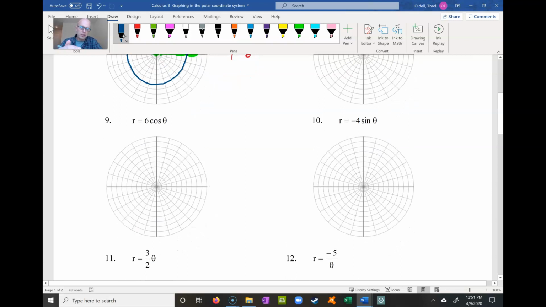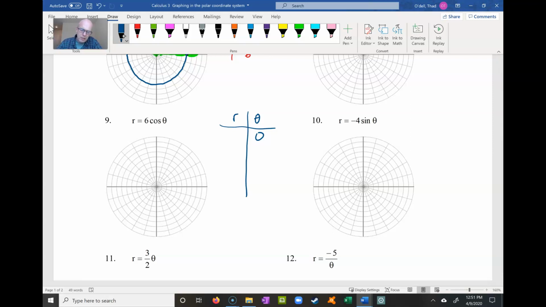Let's do this one. So r is equal to 6 cosine theta. So again, you're going to draw your little r theta t-chart and start plugging in values like 0. When I plug in 0 in there, cosine of 0 is 1. So that means when I'm facing in the 0 direction, that would be facing out this way. My r value is 6 because cosine of 0 is 1, 1 times 6 is 6. So I go out 1, 2, 3, 4, 5, 6. Put a little dot there. Okay? Now, let's go to pi over 4.